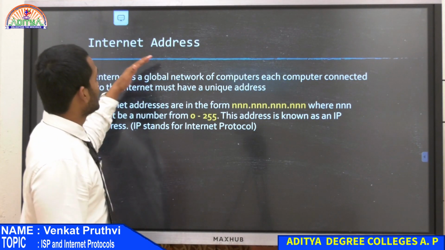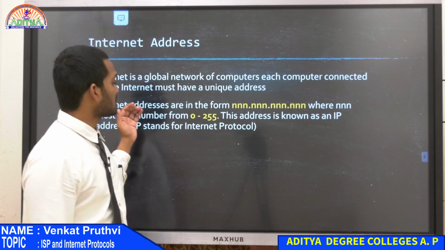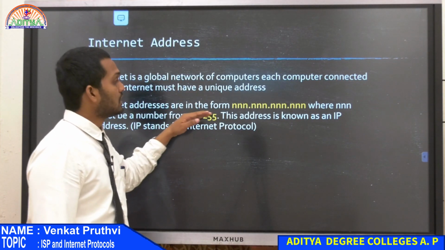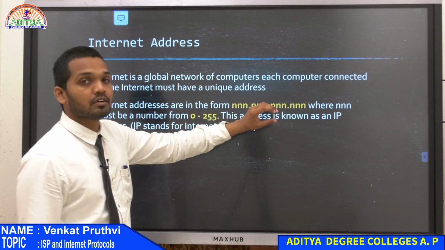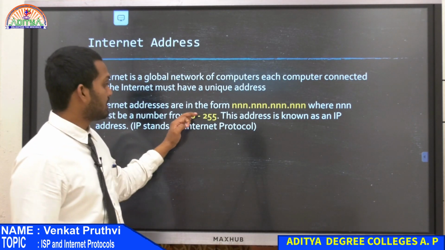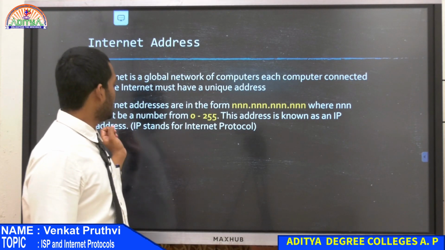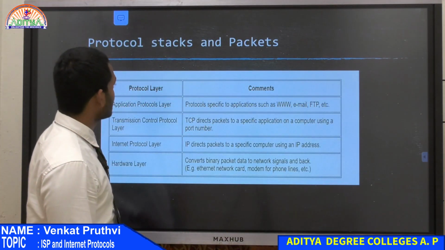But as of now, an internet address means it is a global network of computers, and each computer connected to the internet has a unique address. The internet address, or the IP as you call it, has a uniquely formatted address with numbers between 0 and 255, and generally IP stands for internet protocol. Okay, we discussed all this yesterday.